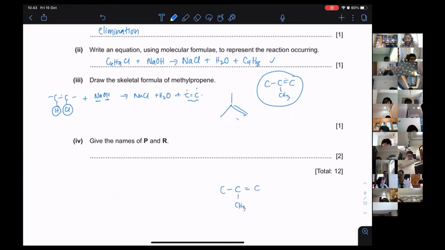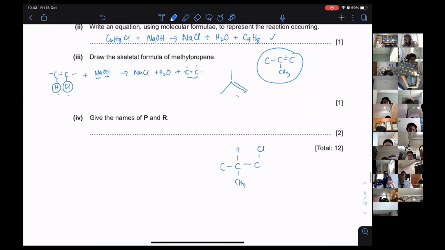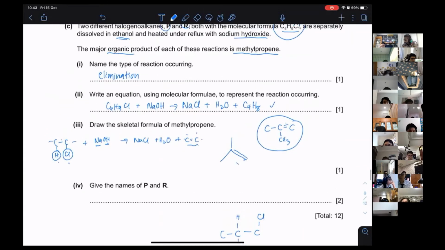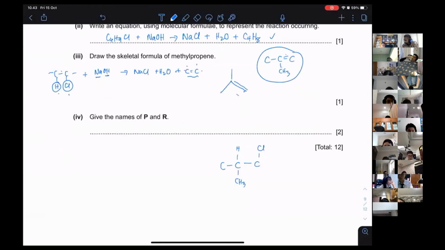But before that, we have removed hydrogen and Cl. So maybe I'll just put the hydrogen and Cl back. I put hydrogen here and Cl over here. And if I put some more, maybe the Cl can also come here. So if I put it like this, the H over here and the Cl come here, something like this. There are two.